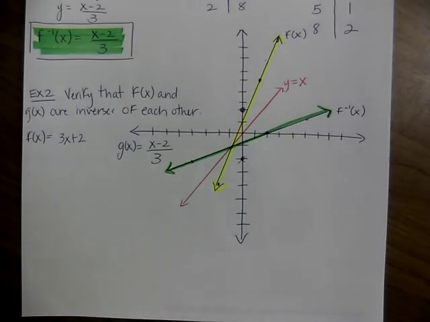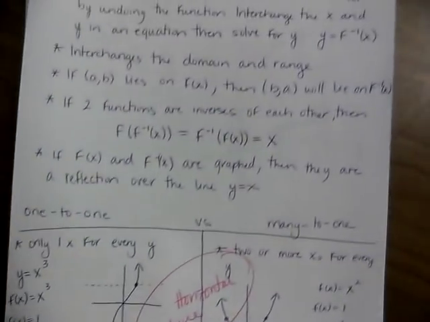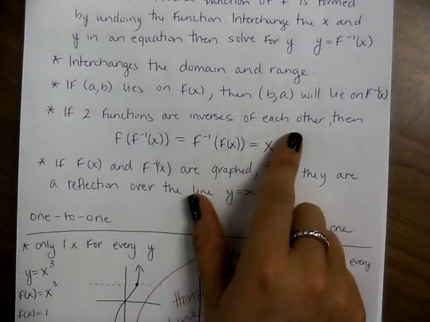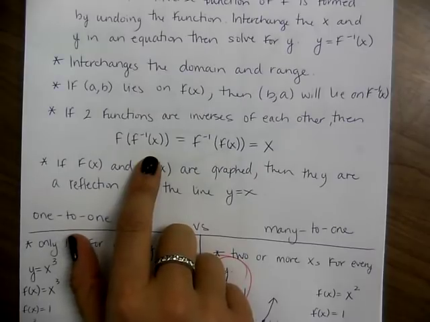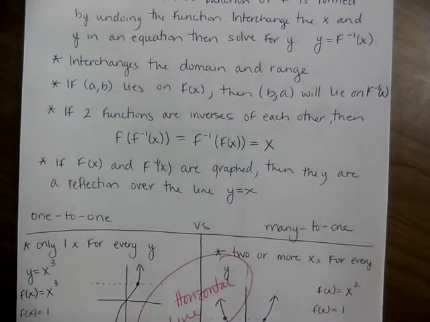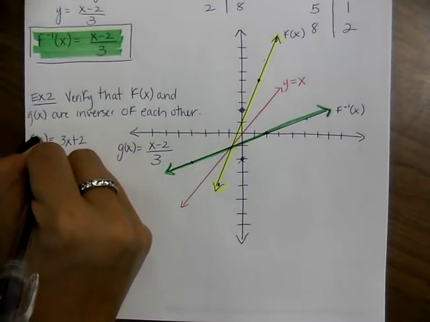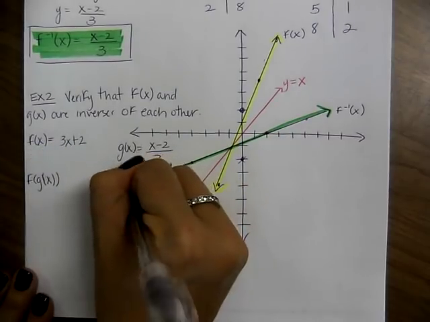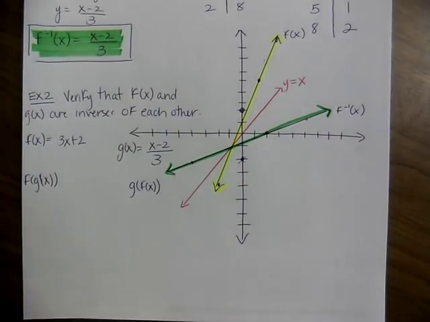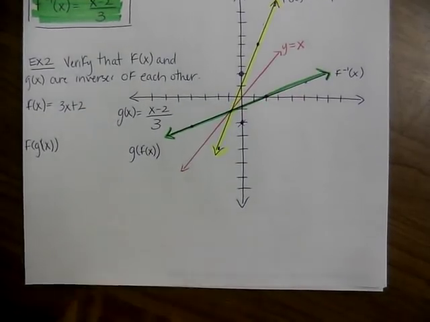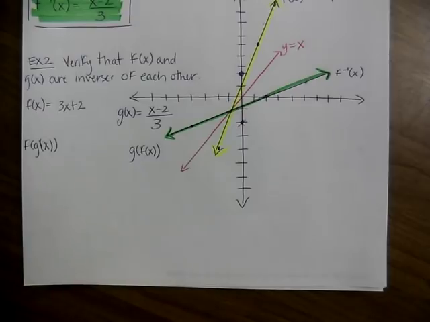So, when I ask you to do this, there's really two ways to do it, but there's one way that I want you to do it, okay? So this is the way that you're going to do it, and you have to show it both ways. So if you go back to what we talked about, if two functions are inverses of each other, then their compositions have to be simplified to x. So what we're going to do is we're going to find their compositions. So I'm going to find f of g of x, and then I'm going to find g of f of x. And if I can show that they both simplify to x, then I've shown that they're inverses of each other. So this is like proving it, okay?